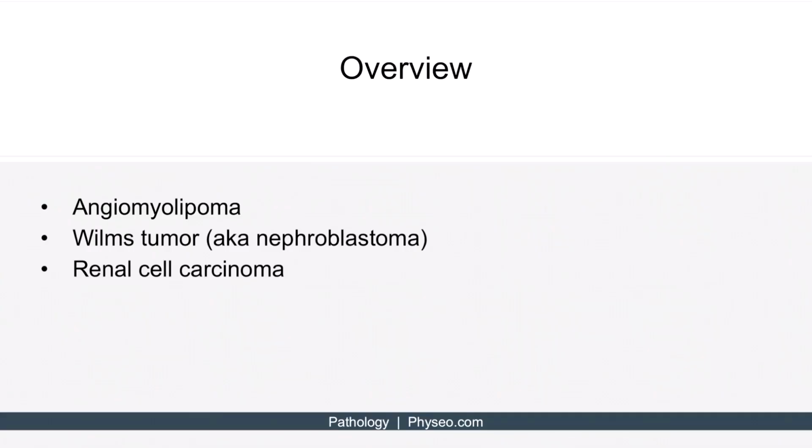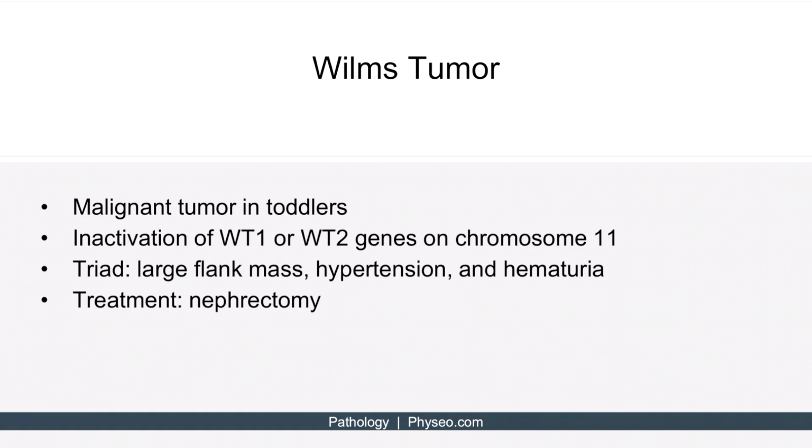Next, we'll talk about Wilms tumor, which is also called a nephroblastoma. A Wilms tumor is a malignant tumor seen in toddlers. It's caused by inactivation of the WT1 gene or the WT2 gene, both of which are located on chromosome 11. And what WT1 and WT2 stand for is simply Wilms tumor 1 and Wilms tumor 2. In any case, if one or both of these get inactivated, then patients can get Wilms tumor.